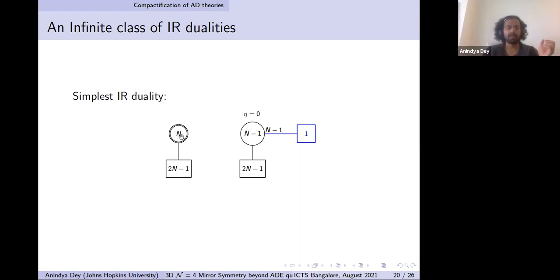And the n equals 2 version of this should be familiar to people. That is an SU2 theory with 3 flavors being dual to U1 with 4 flavors. This is just a statement that the A3 quiver gauge theory is the same as a D3 quiver gauge theory.